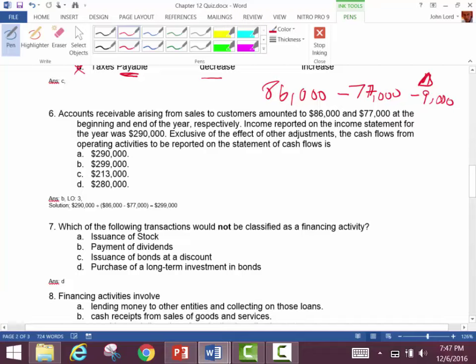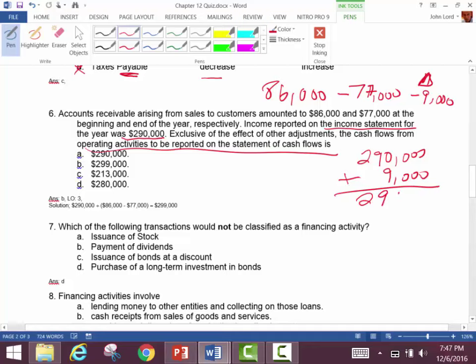Okay. Now they tell me that my net income was $290,000, and they want me to show cash provided by operating activities. Well, since my accounts receivable decreased, I'm going to add it. So I would take the 290,000 and add the 9,000 to that. That gives me the 299,000. Is that the answer? Okay, good.